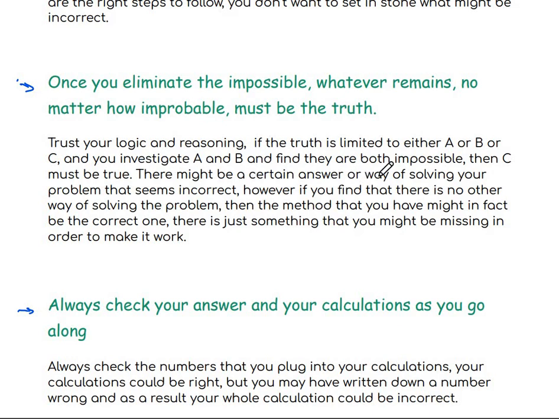There might be a certain answer or way of solving your problem that seems incorrect. However, if you find that there is no other way of solving the problem, then the method that you have might in fact be the correct one. There is just something that you might be missing in order to make it work.